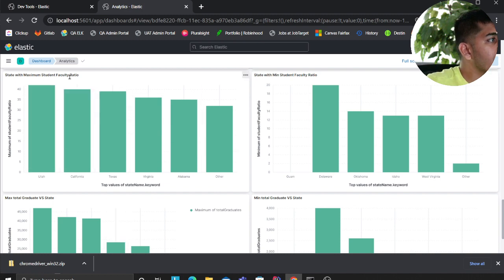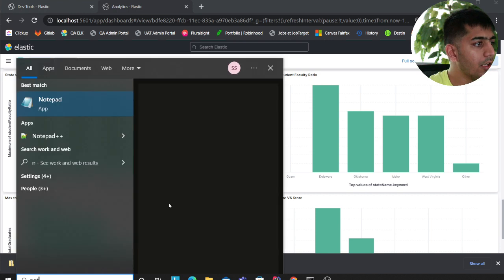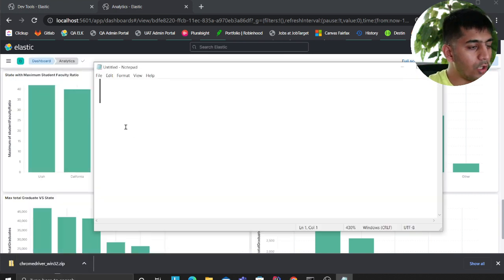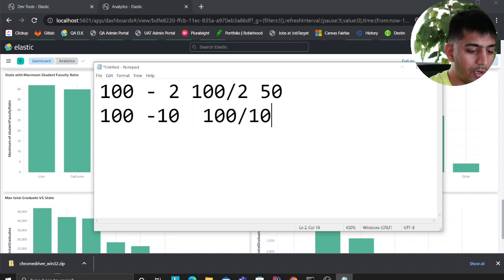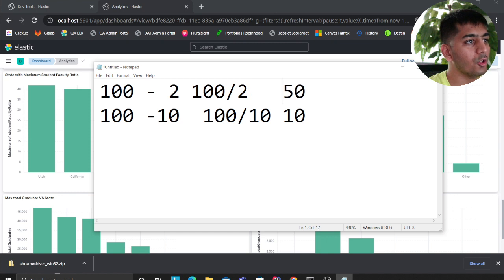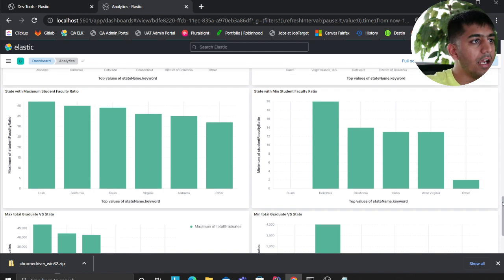State with maximum student faculty ratio. Now, what is this? I'll explain it in short. Let's say you have an average of 100 students and there are two faculty. So 100 by 2 is 50. The same thing, if you have 10 faculty, then 100 divided by 10 is 10. You want this number to be as low as possible, which means more faculty are available. Again, it's a very interesting analysis, right?